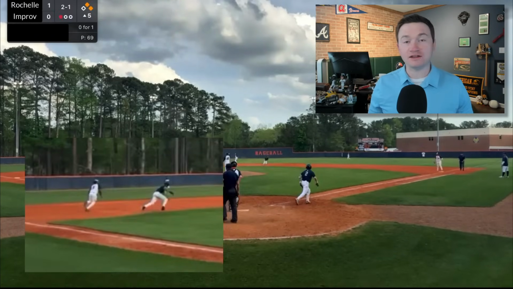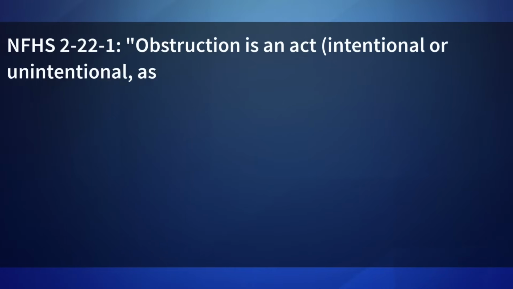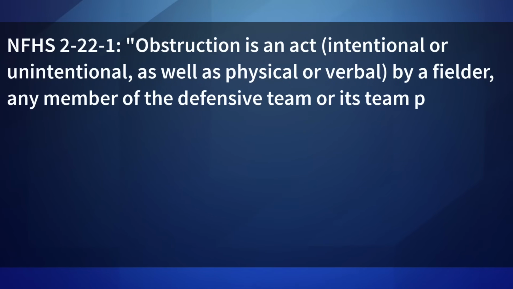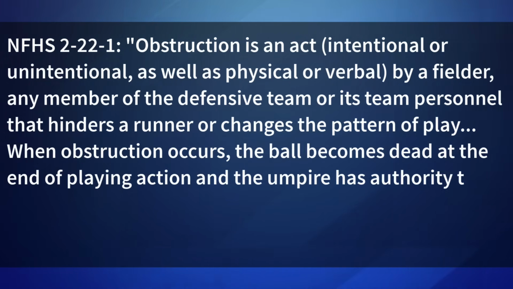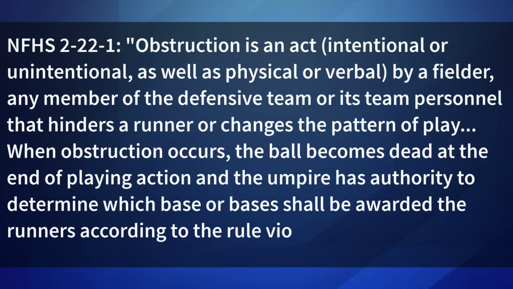Let's go ahead and look at the definition of obstruction. Rule 2-22-1. Obstruction is an act, intentional or unintentional, as well as physical or verbal, by a fielder, any member of the defensive team, or its team personnel that hinders a runner or changes the pattern of play. When obstruction occurs, the ball becomes dead at the end of playing action, and the umpire has authority to determine which base or bases shall be awarded the runners according to the rule violated.